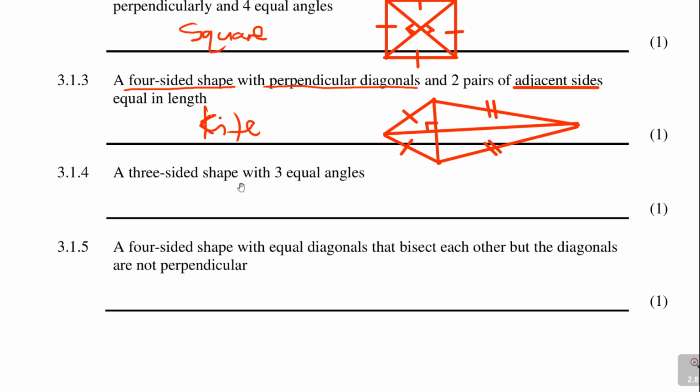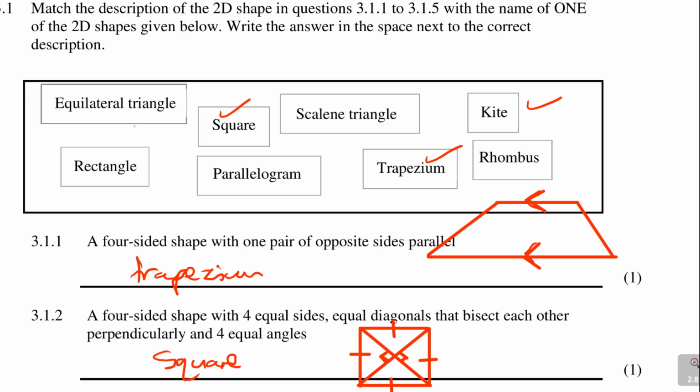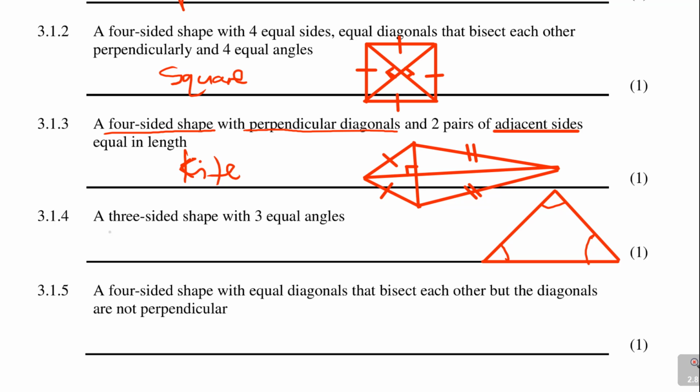A 3-sided shape with equal angles. This one I don't think is difficult. There it is, a 3-sided shape like this with equal angles. So remember, this angle is equal to that angle, equal to that angle. What do you call that? You call this an equilateral triangle. There it is. So here we call it the equilateral triangle.